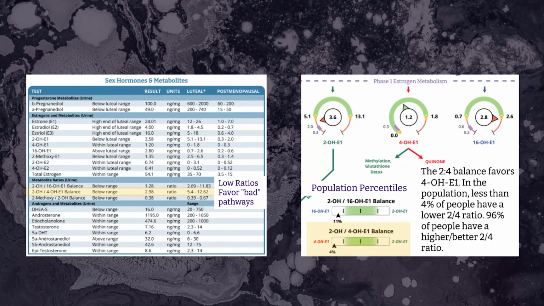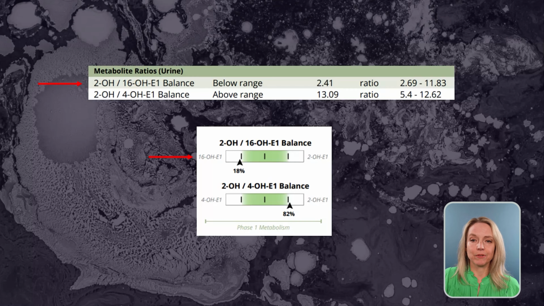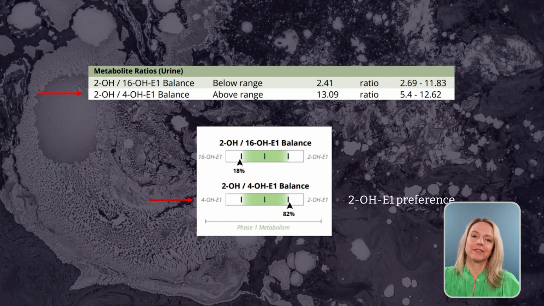They need some help. So let's practice. This patient has a low 2 to 16 ratio, and they fall into the 18th percentile. This is a strong 16-hydroxy preference. Let's look at the 2 to 4 ratio. So we see they have a higher than 82% of other people population percentile. I'll take that grade. This is a 2-hydroxy preference. So in general, this is considered protective. So that's how you use these.